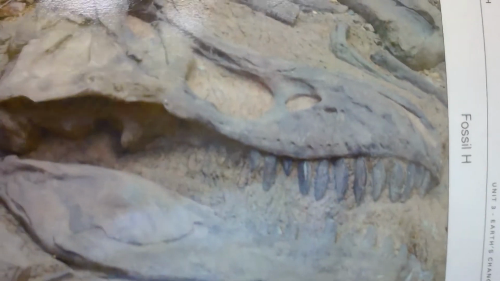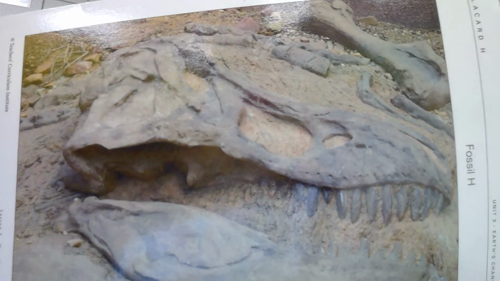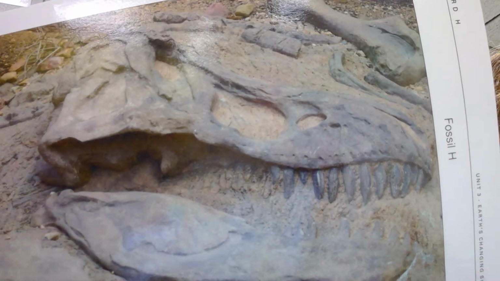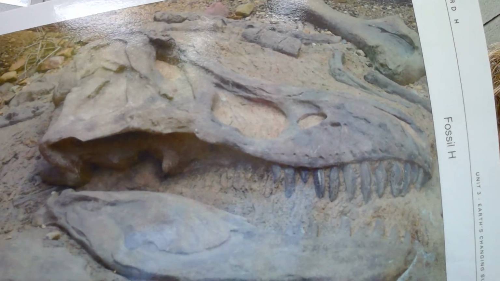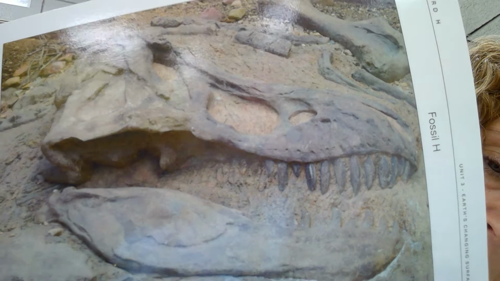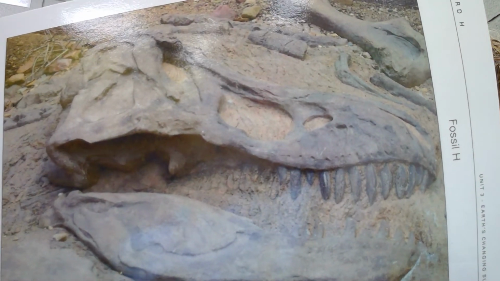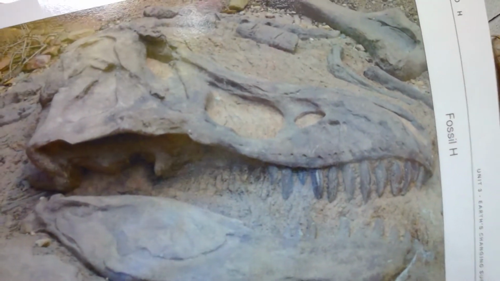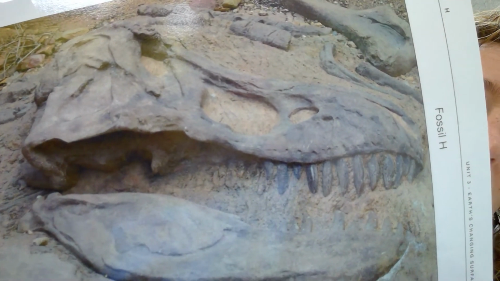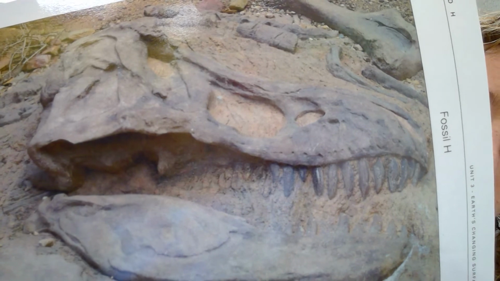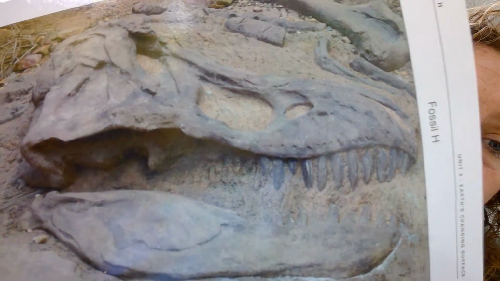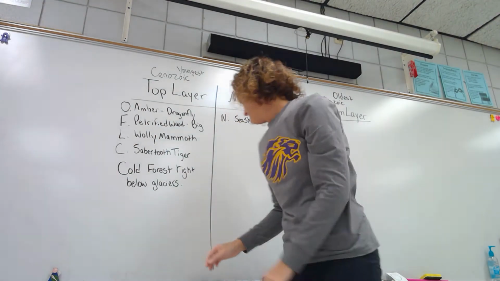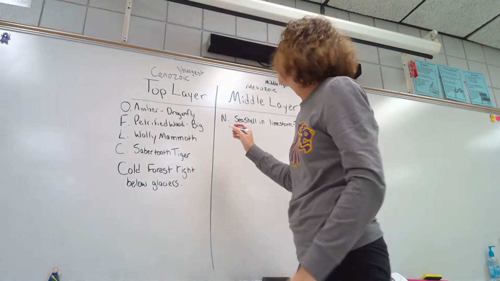Look at those teeth. Look at that powerful jaw and the eyes facing forward. What do you think we have here? Yes, for sure it's some type of carnivore, and probably some of you all are thinking that it's a type of T-Rex, and it might be, or it might be a velociraptor, I'm not sure, but it's definitely some sort of meat eater, okay? So we're going to put fossil H, and we're going to put carnivore, large carnivore.